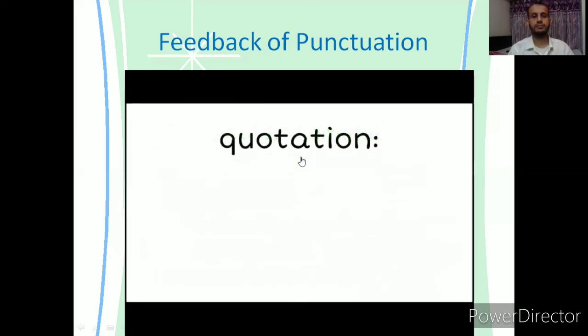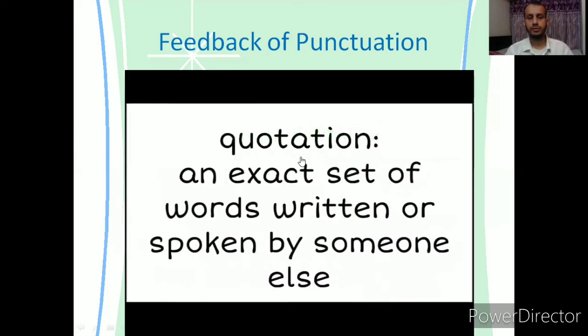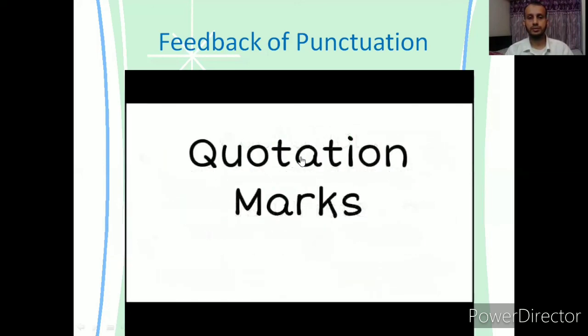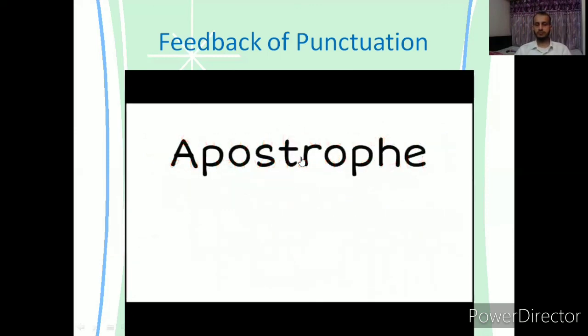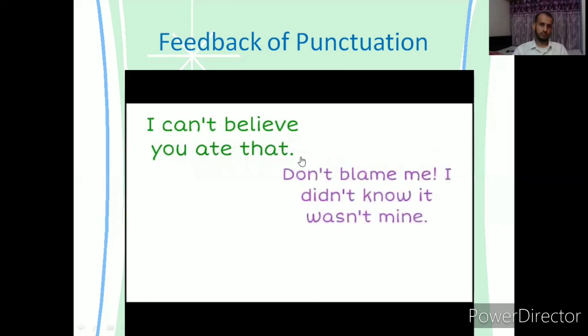A quotation is something that someone else has said or written. Quotation marks are used at the beginning and end of a sentence or phrase to show that it is being written exactly the way it was written or said originally. The last punctuation mark we are going to talk about today is the apostrophe. Apostrophes can be used in a contraction to show that there are missing letters. Apostrophes are also used to show possession, or that something belongs to someone.